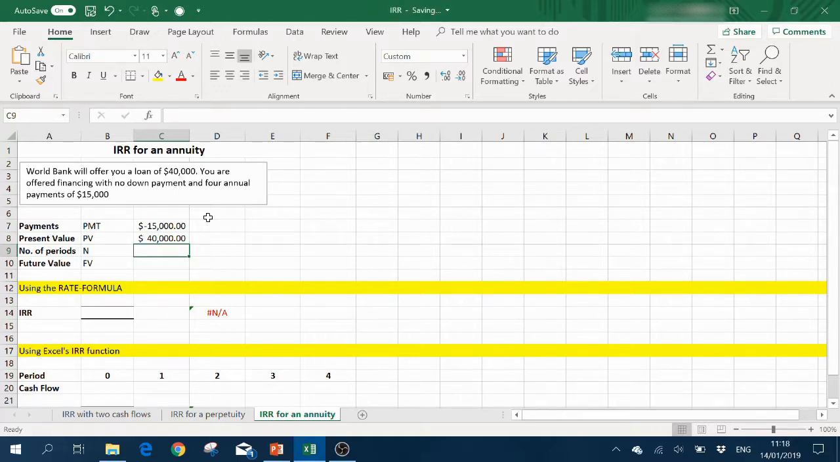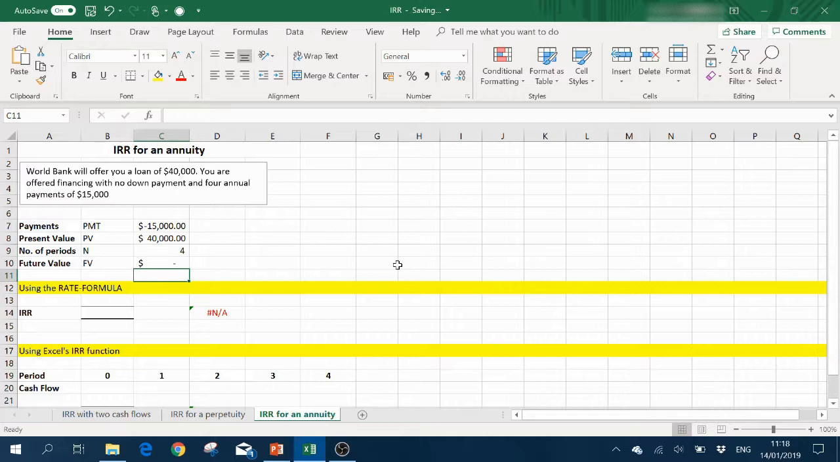Now periods we have. Well, this is going to be 4. So we put in 4 periods. The future value of the loan is going to be 0 since we want to pay off the whole loan. So we simply put in 0.